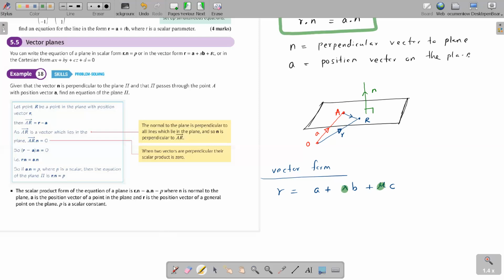A is the position vector. What do you think about b and c? What do you think about b and c? b and c should be what vectors?